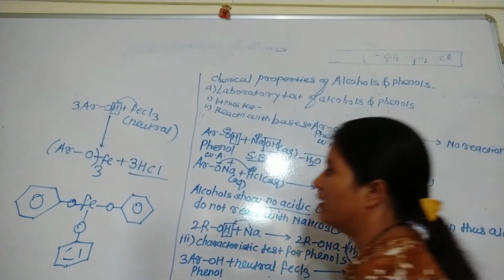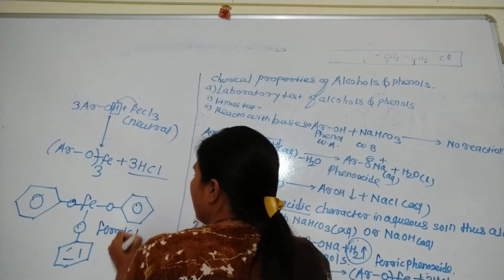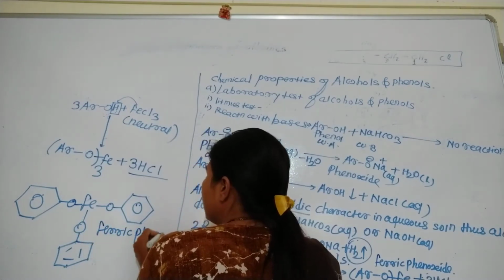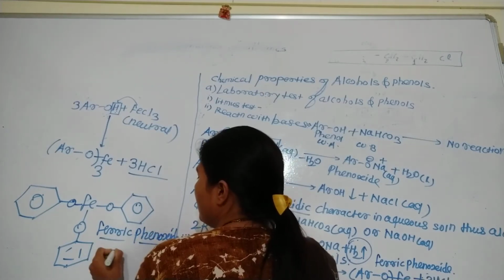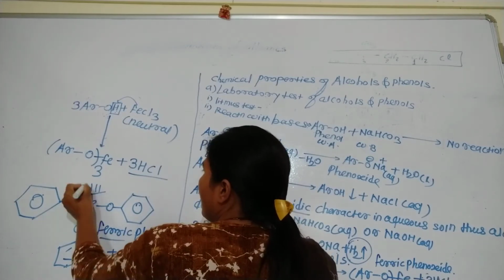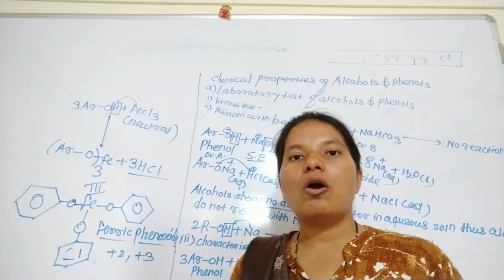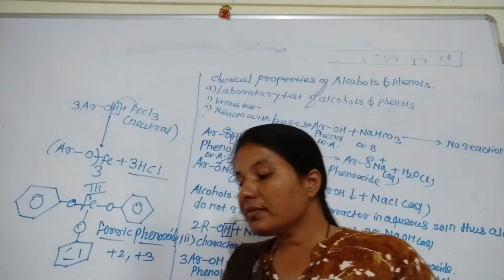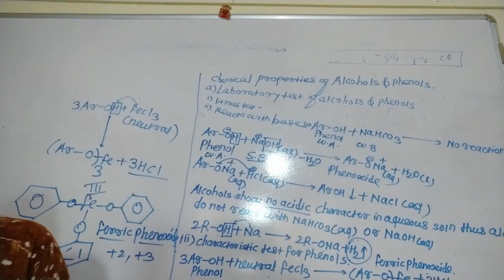Ferric phenoxide. What do we call this complex? Ferric phenoxide, because iron is present in two oxidation states, +2 and +3. When it is present in the +3 oxidation state, at that time it is called ferric. Okay, this is the distinguishing test between alcohol and phenol.